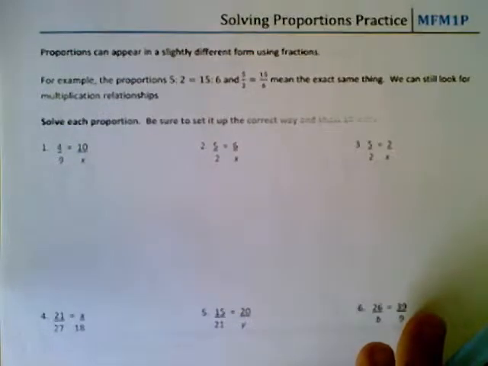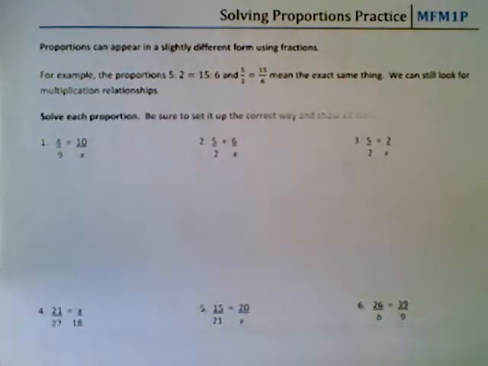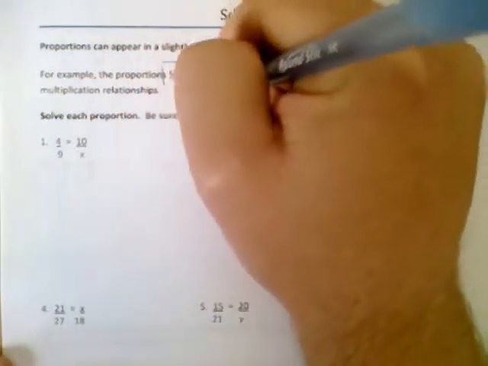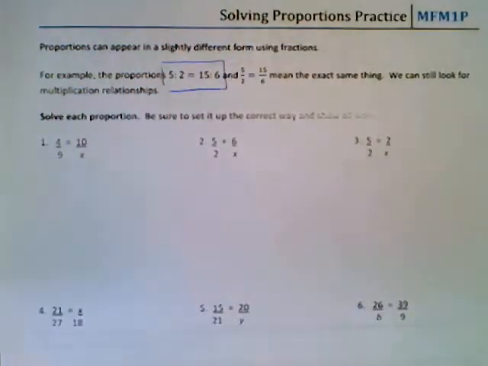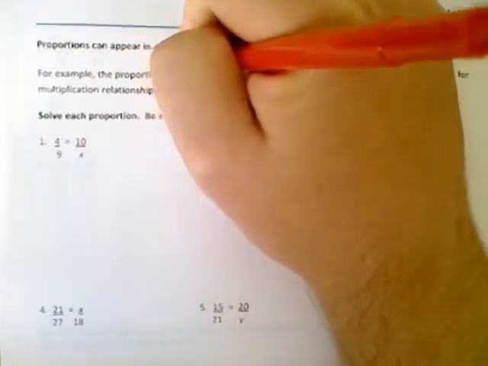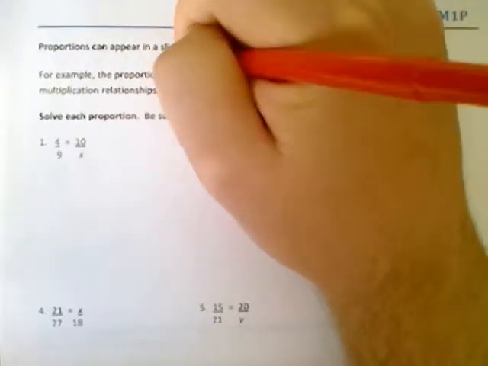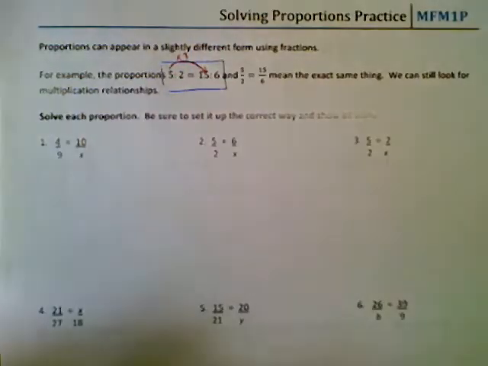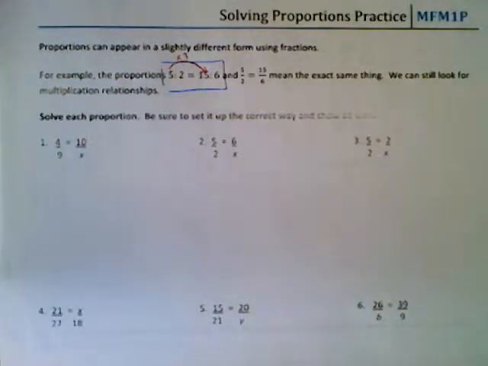So you guys yesterday had practice solving proportions that looked like this with ratios, and you guys did that by looking for a multiplication relationship within or between ratios. Here I can see a relationship between the ratios. I can see that 5 times 3 gives me 15. And we solve proportions that way.